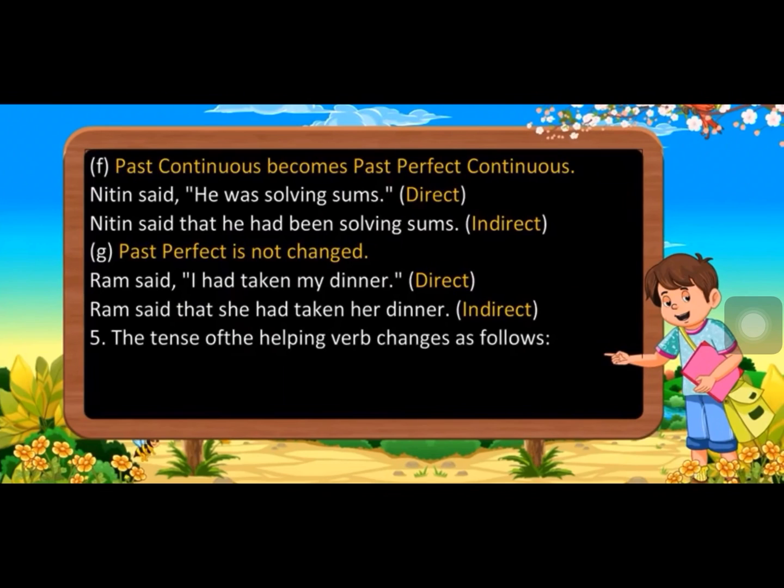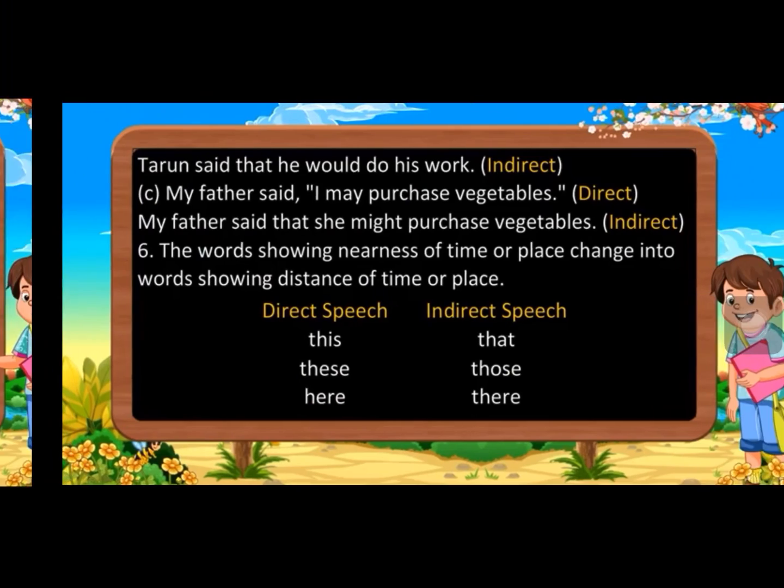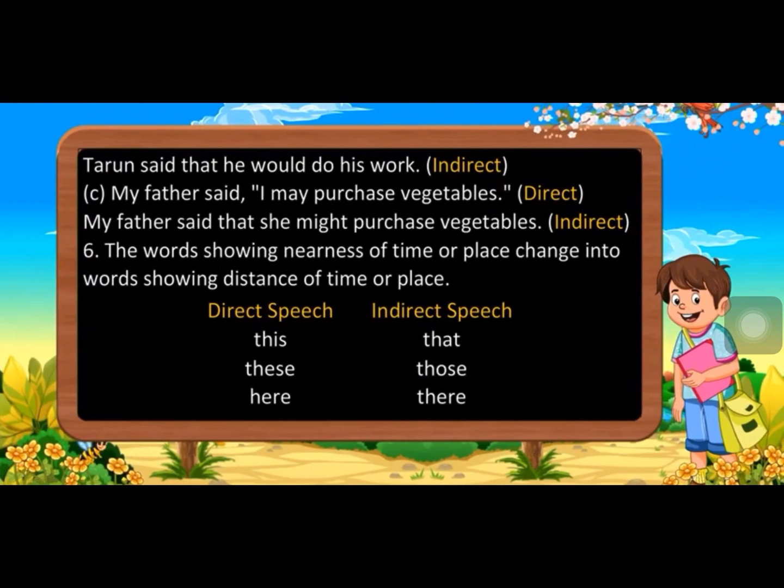Ram said, I had taken my dinner. Ram said that she had taken her dinner. The tense of the helping verb changes as follows. Until now we have learnt about tenses. Now we are going to learn about helping verbs. How do they change? Can into could, shall into should, may into might, will into would. Jyoti said, I cannot speak properly. Jyoti said that she could not speak properly.